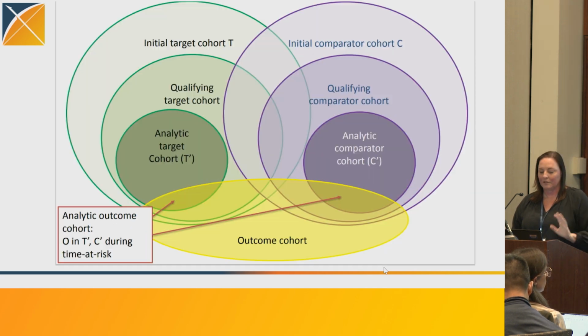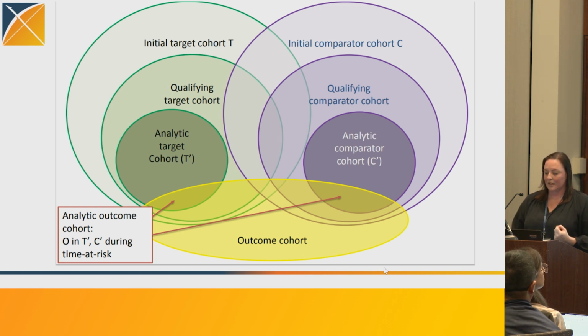So let's just have a quick look at how OHDSI defines its cohorts. And again, I'm not going to go through too much detail because there is a lot of information out there on how you actually do this. But the idea is we start with a target clinical cohort or a target and comparator cohort. We have a qualifying target cohort and analytic cohort. So this is getting to the group of people that we actually want to study.